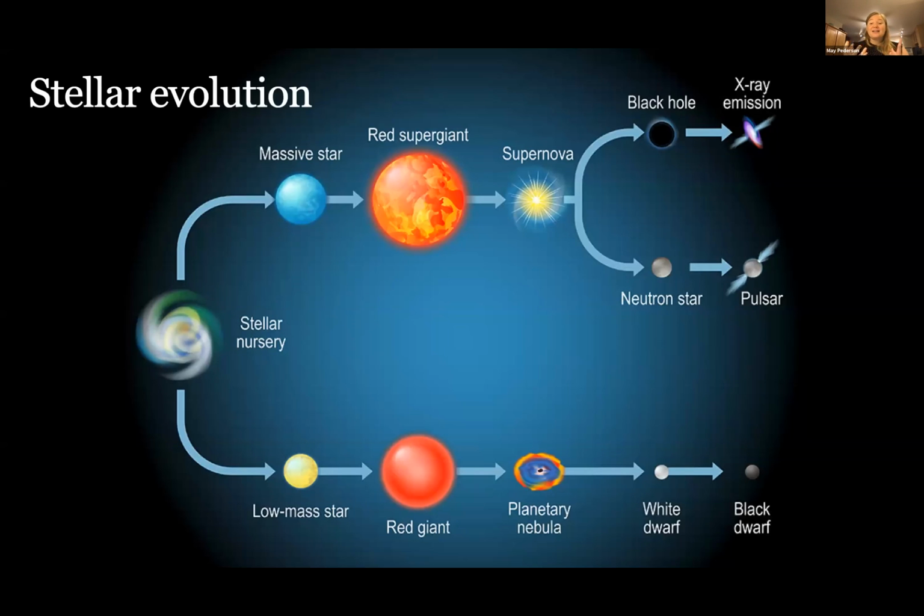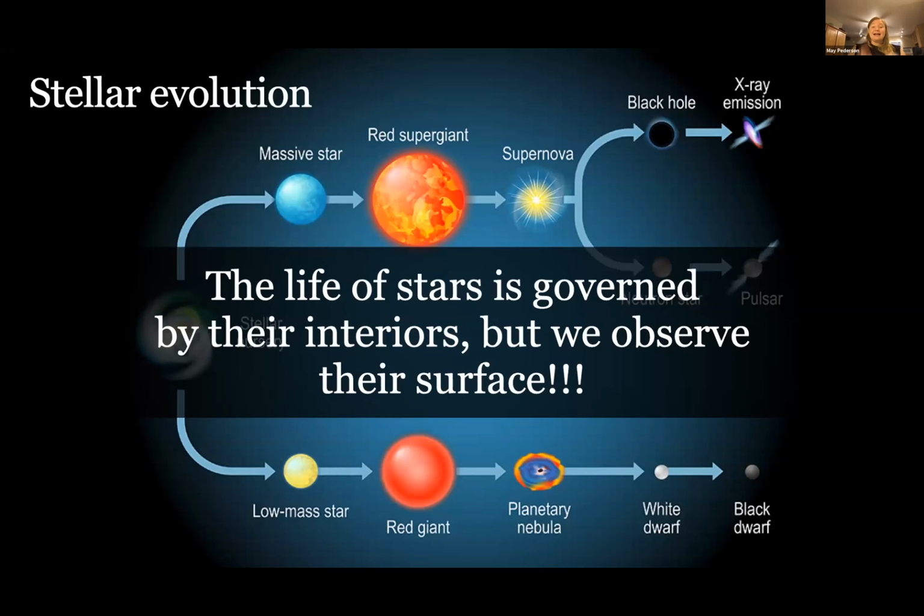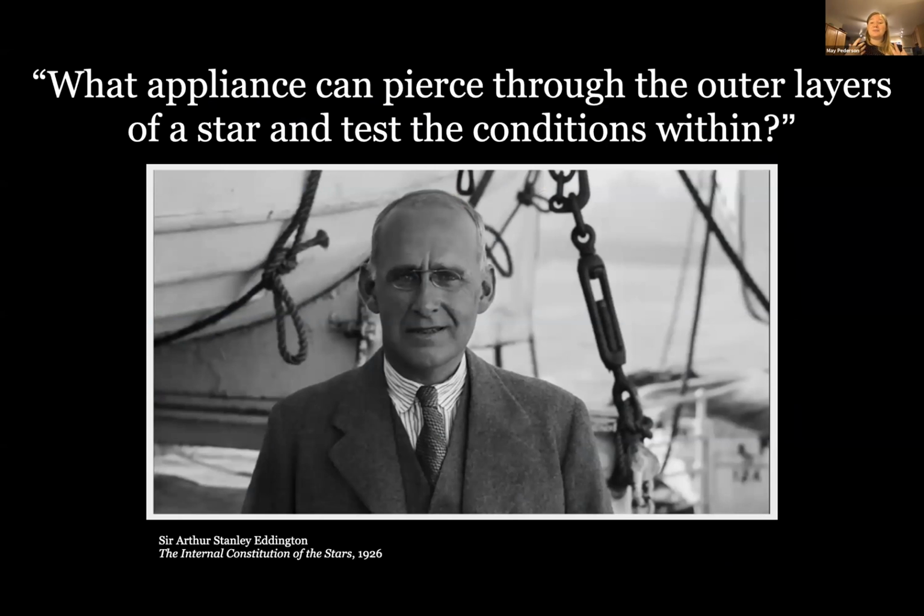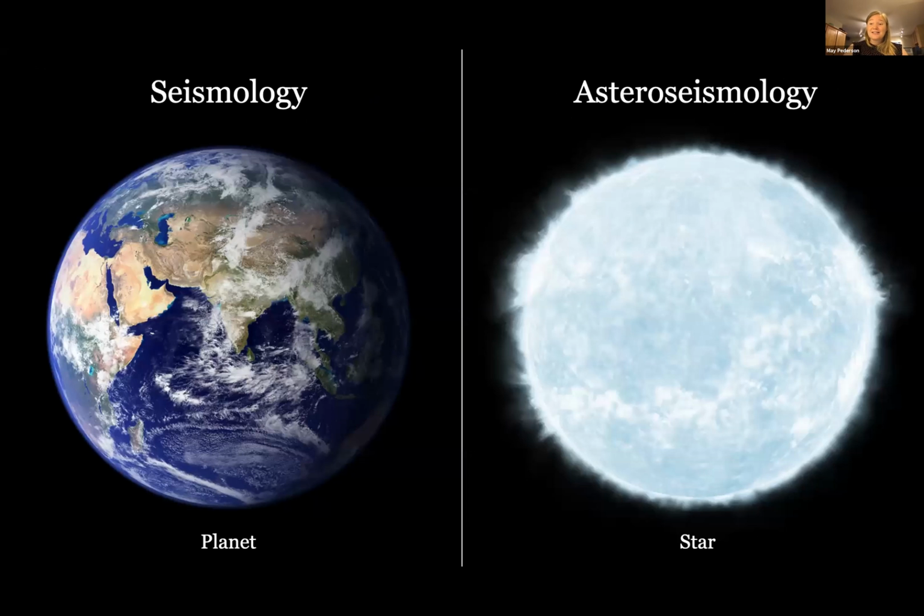Now, however, when we try to study stellar evolution, one of the issues that we have is that while the lives of these stars are mainly governed by what's taking place inside of the stars, what we observe is their surface properties. So about 100 years ago, one of the questions that was raised was what kind of appliance can we use to pierce through the outer layers of stars and study and test the conditions inside of them. And so for that, asteroseismology has taken inspiration from seismology, the study of earthquakes. And in asteroseismology, we are studying the oscillation of stars that penetrate deep into the interiors of stars and thereby carry information about the conditions inside of them.